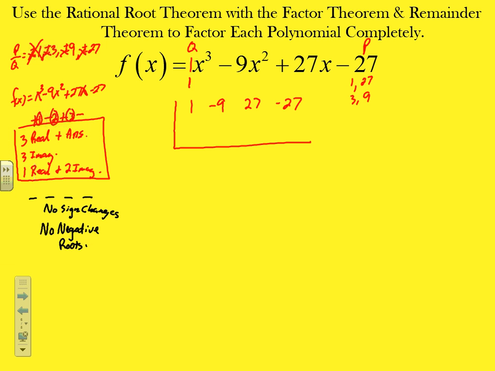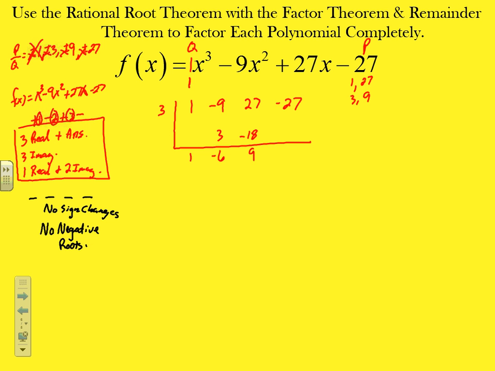The next positive number to try is a positive 3. Let's see what we get. Bring down the 1, multiply by 3, and add that, and we get negative 6. Multiply, and we get negative 18. Add that, and we get a 9.